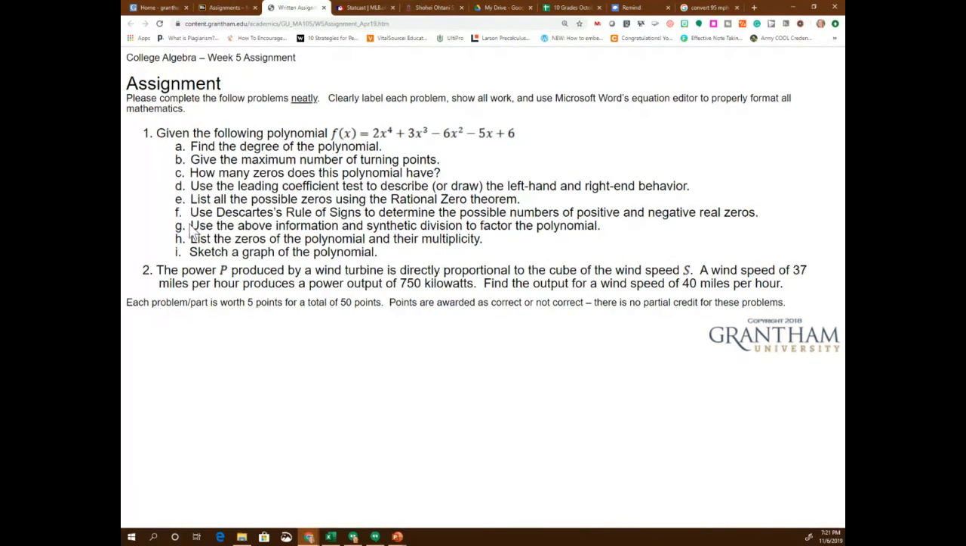So you have to do the first parts in order to do part G. And then you have to do G in order to do H. And then for I, where it says sketch a graph, you can just include the graph on Desmos, a picture of it. So you don't have to do it by hand. You can graph it on Desmos. But you want to make sure that your graph corresponds to your previous answers.